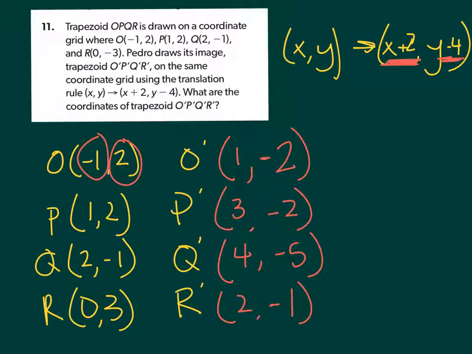You don't ever need the coordinate grid. If you wanted to draw one out, plot it, do the translation, pull the ordered pairs from there, that is an option. So I hope this video helps show you how to translate on a coordinate plane and with a rule.